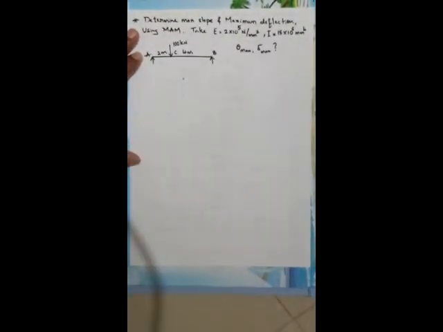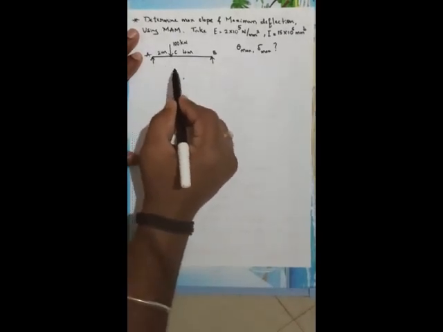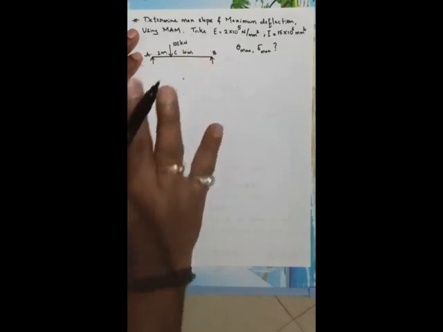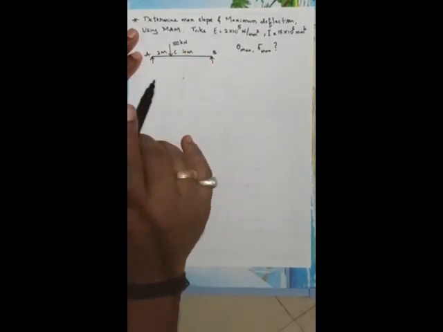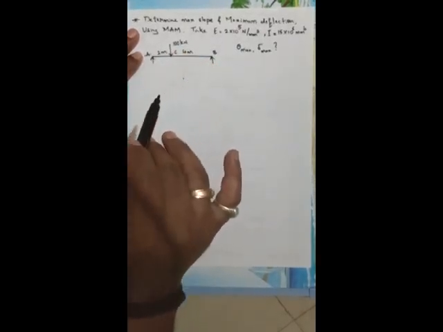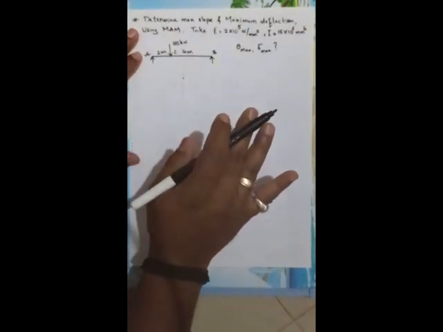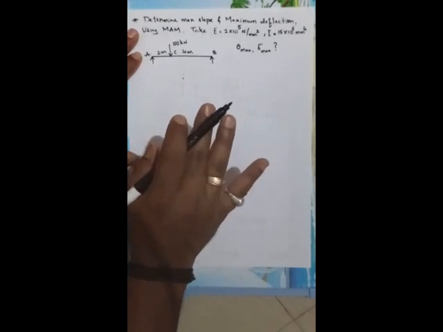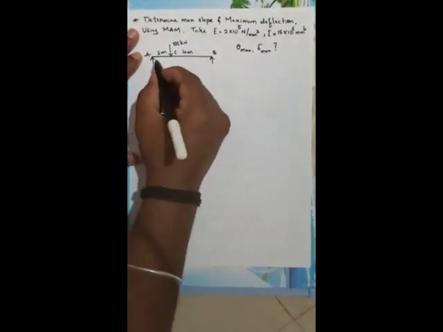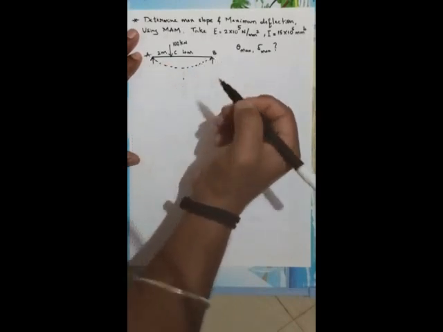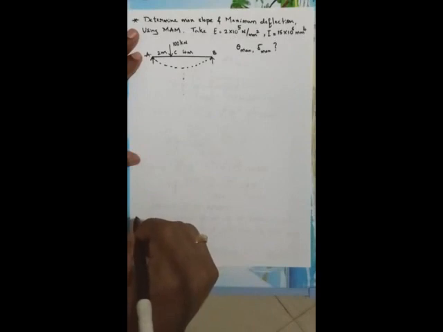Whenever you come across a simply supported beam, the deflection will be something like this elastic curve, correct? Maximum deflection is near the center, not exactly the center. If the symmetrical loading is there, it will be exactly at the center. If the symmetrical load is not there, it is near the center. Now first we'll draw the elastic curve, and like the previous problem, we'll go ahead with this problem.